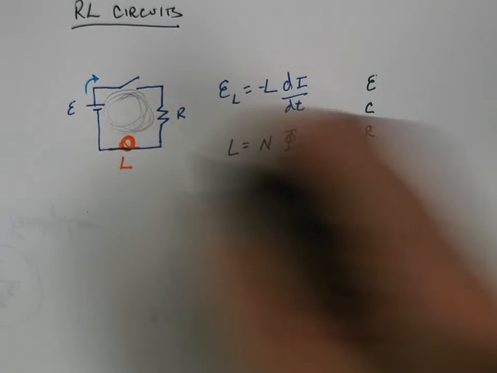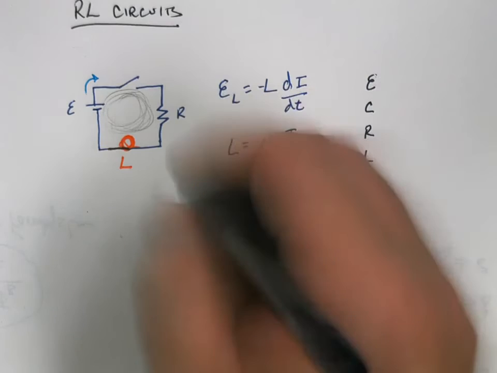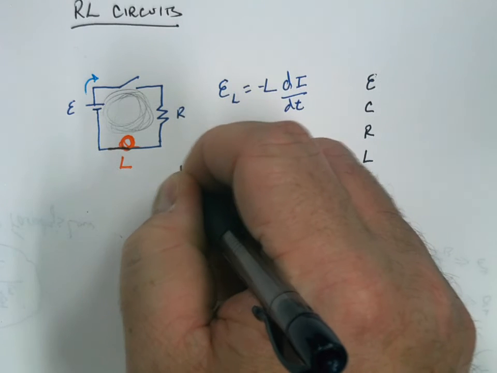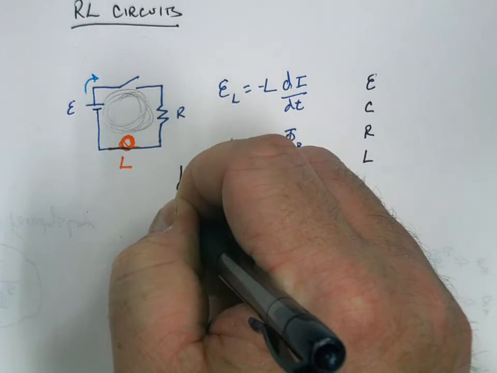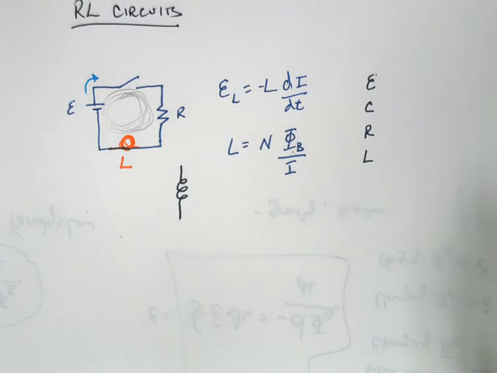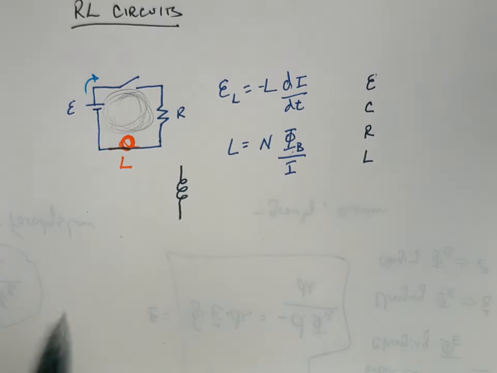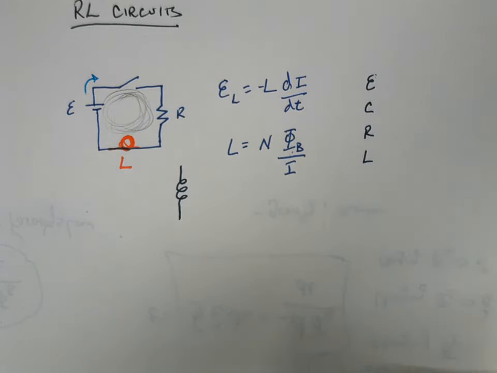It actually looks like this when we put it in a circuit. It looks like a spring, like you pull a spring apart. It's just saying that there's a bunch of loops there. It is an inductor, and it has so many henries to it.